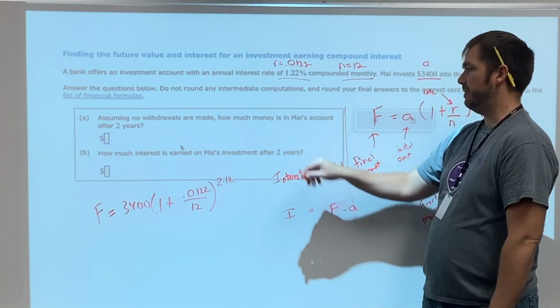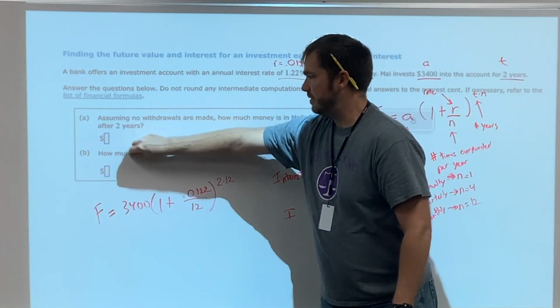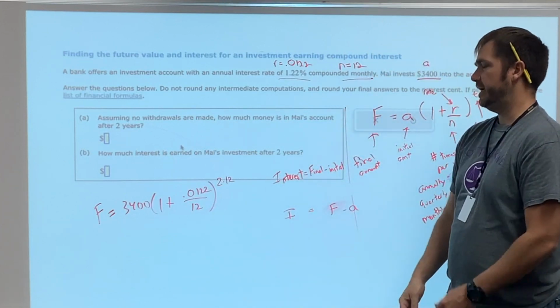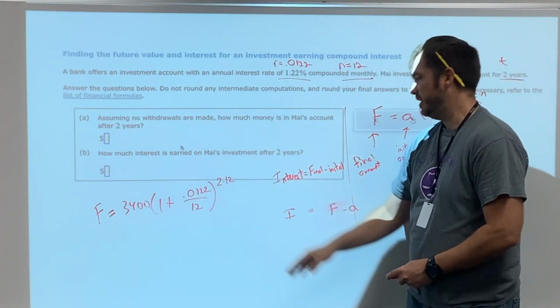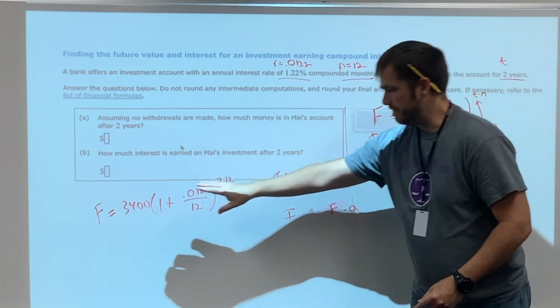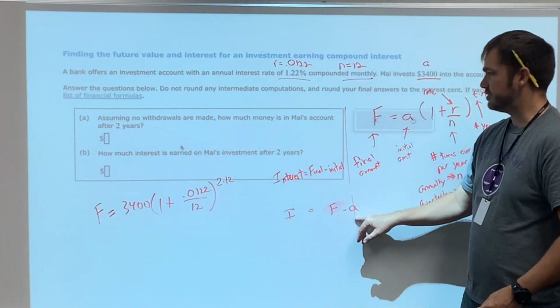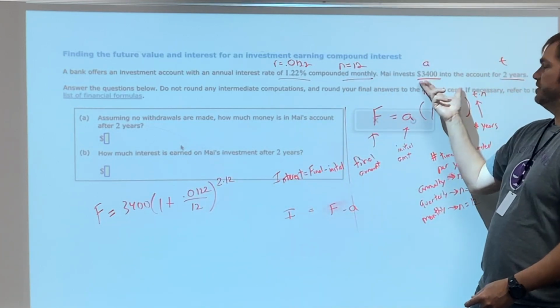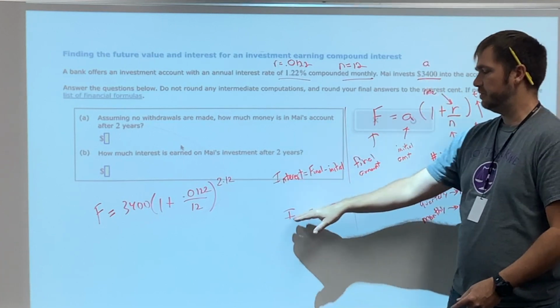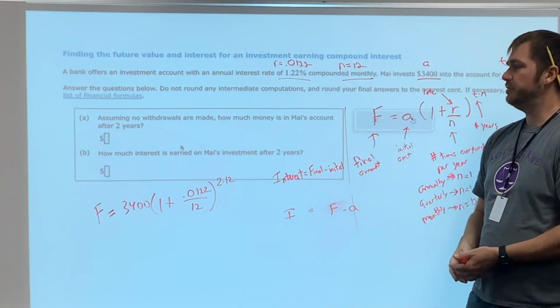And so that's this part here, how much money is in the account, and then how much interest is earned. You would just take that final amount that you get and subtract the initial amount, which is 3,400, in order to get the interest. That's how much it grew.